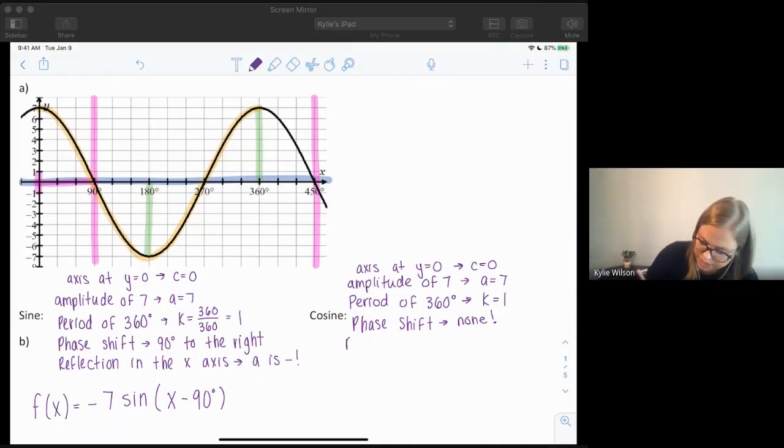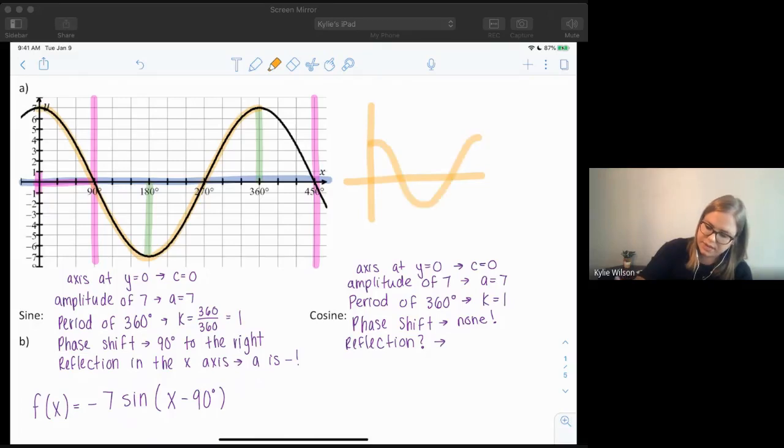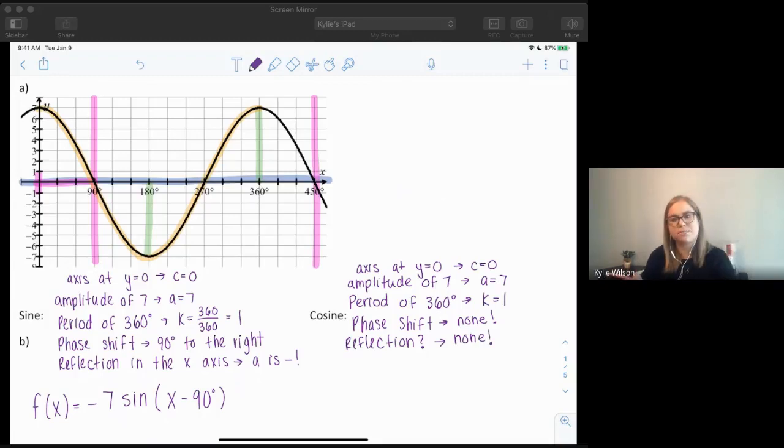Next is a reflection. And my normal parent function of a cosine curve looks like that. So it hasn't been flipped upside down. It has the same shape as the parent function. So there's no reflection. So now, using all of that information, let's write out our equation for the cosine function.